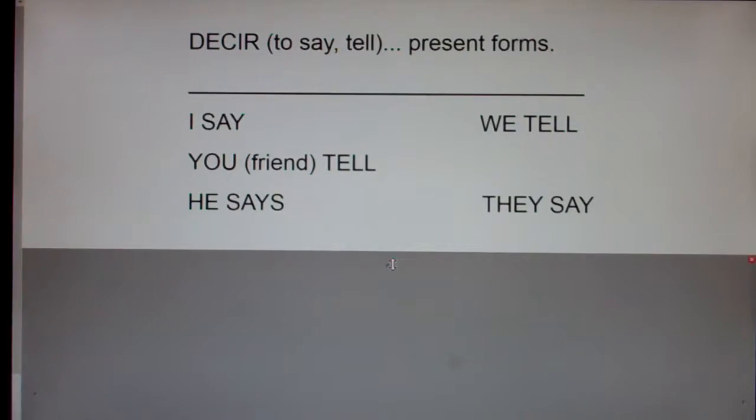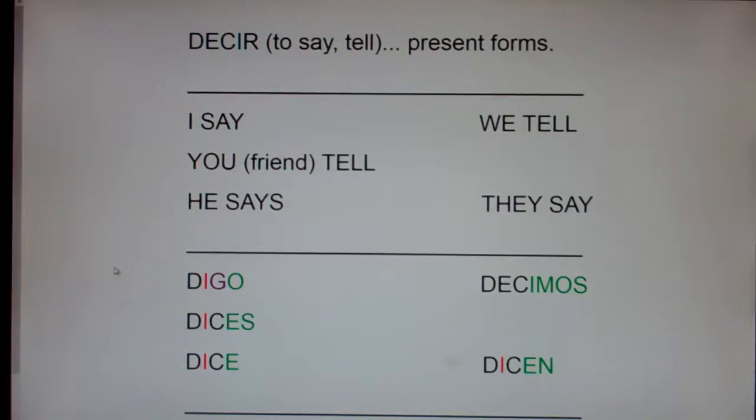Okay? I'm going to say each form of the verb in English, Spanish, and clap, and I'd like you to repeat. Okay? I say, yo digo. You friend tell, tú dices. He says, él dice. We tell, nosotros decimos. They tell, ellos dicen.